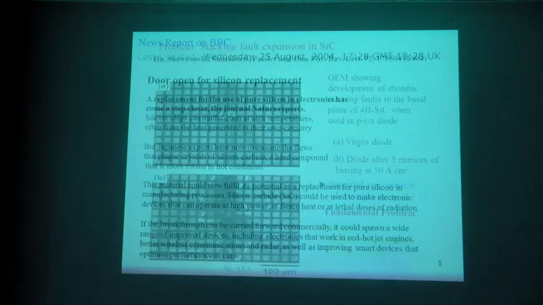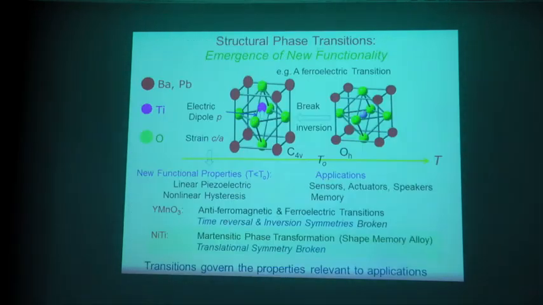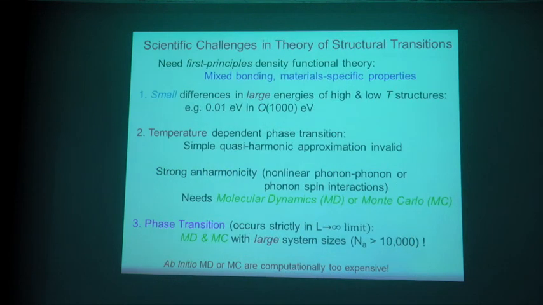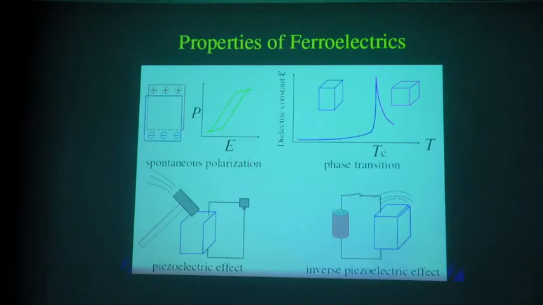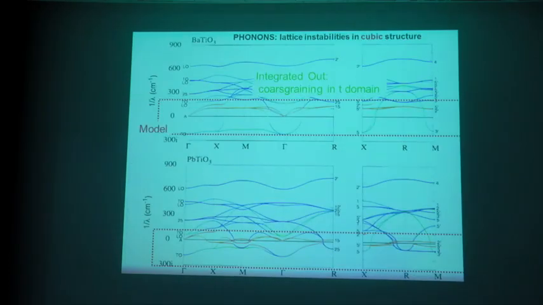Let me give an example to explain. I was talking about this phase transition. At high temperatures, you have a cubic structure, and at low temperature, it's tetragonal with a lower symmetry. And this is what I showed in the beginning. Cochran had done this in 1960. There will be a soft phonon associated. So if you calculate its phonon dispersion using density functional theory, this is what it looks like.